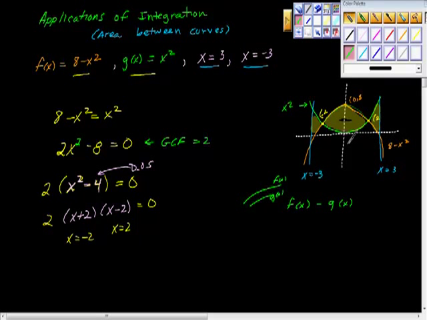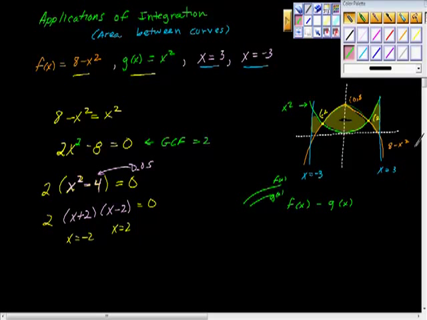Well, how would you know that? If you couldn't see the graph, how would you know that? Well, what I would do is I'd pick a number in this interval, some number between -2 and 2, like 0, and plug it into both equations. If you took f of 0 and g of 0, you'd get 8 here, and you'd get 0 here. 8 is greater than 0, and therefore f of x is on top.